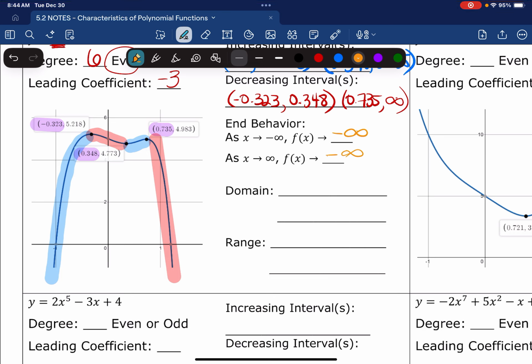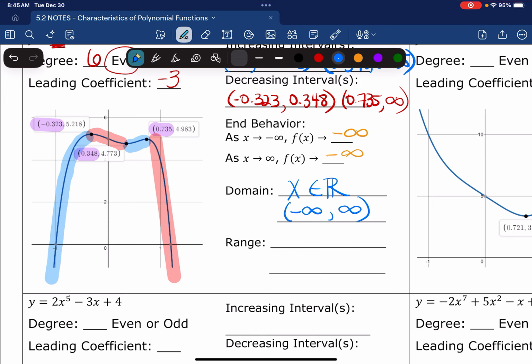And again, our domain is going to be all real numbers. Our polynomial functions go left and right forever. So we can write it using set builder notation: x is an element of all real numbers. Or we can use interval notation from negative infinity all the way to positive infinity.